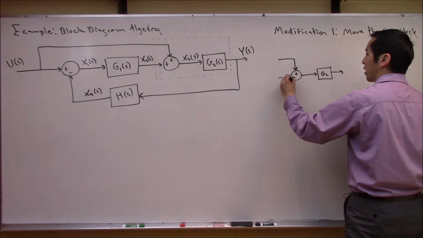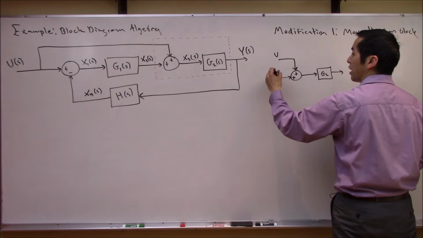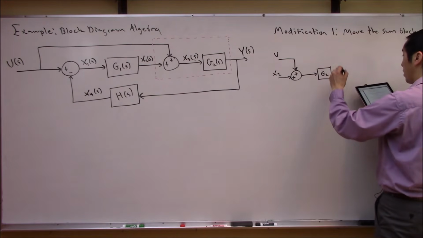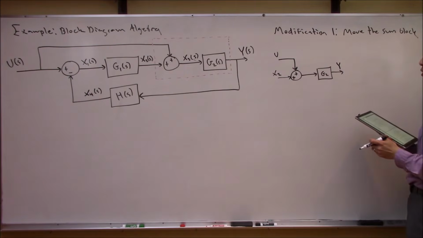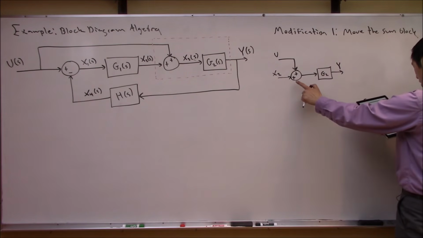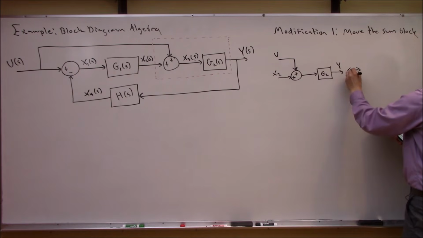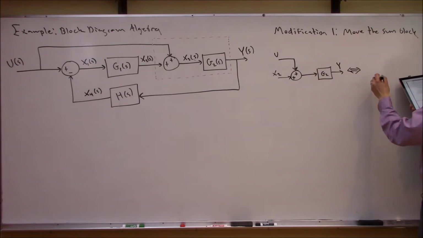Okay, so it looks like this, right? Where you've got U coming in up here, then you have x2 here, and then coming out the other end, you have y, right? So this is exactly what we saw earlier, where I want to move this summing block behind, okay? We saw that earlier, that is exactly equivalent to this diagram, right?